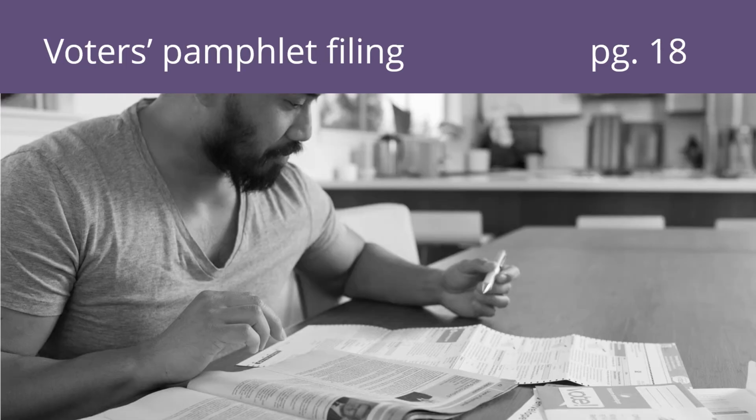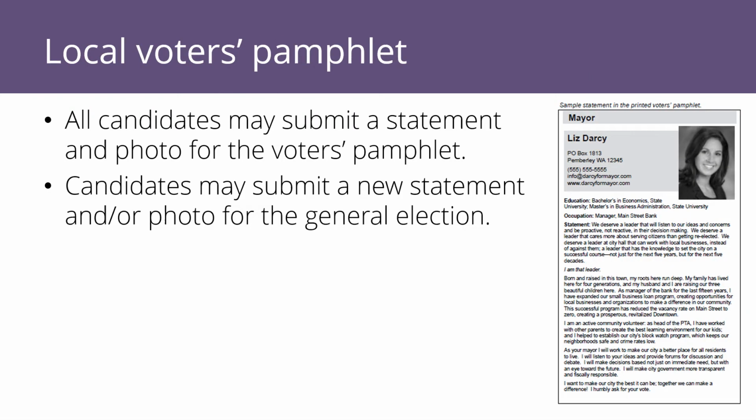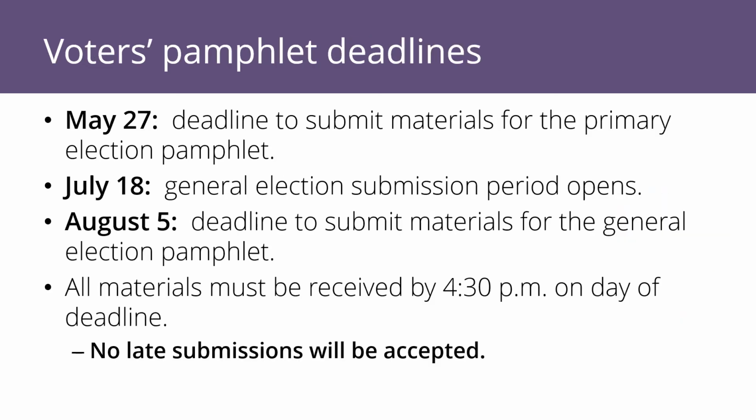Next, we'll cover voters' pamphlet filing. For the local voters' pamphlet, all candidates may submit a statement and photo. Additionally, candidates may submit a new statement and photo if they move on to the general election. The deadline to submit your statement and photo for the primary election is May 27th. For the general election, the filing period will begin on July 18th and will be open until August 5th. Please note, all materials must be received by 4:30 on the day of the deadline. No late submissions will be accepted.